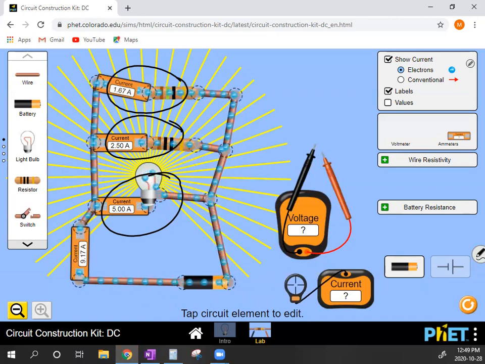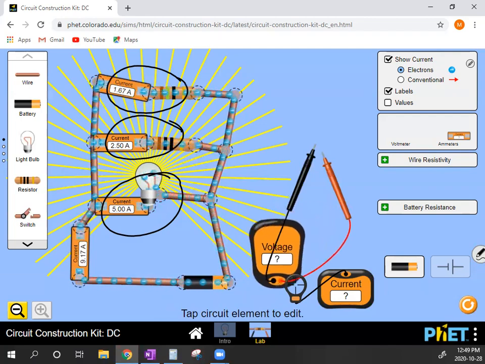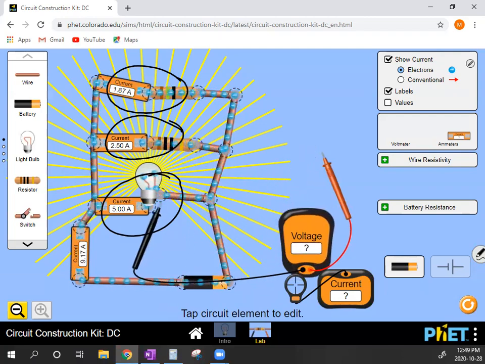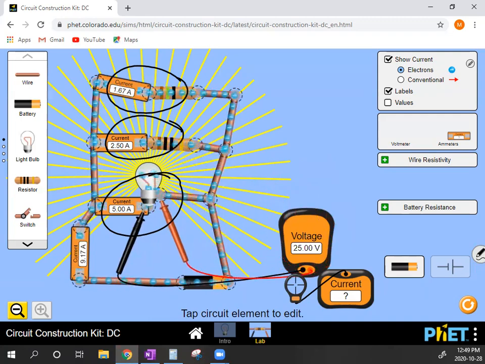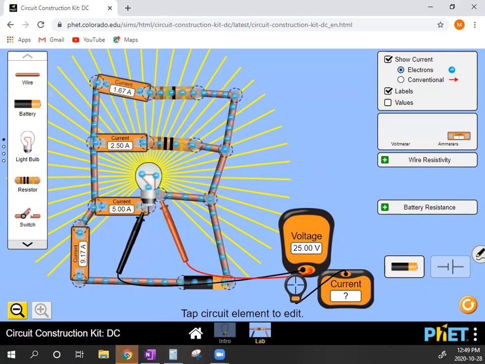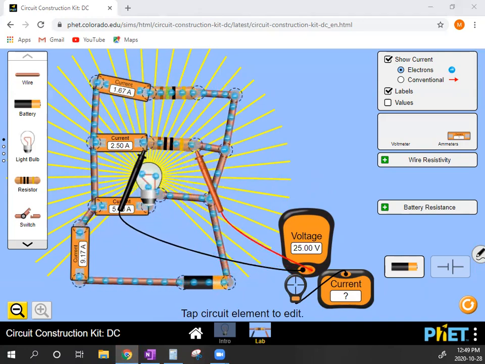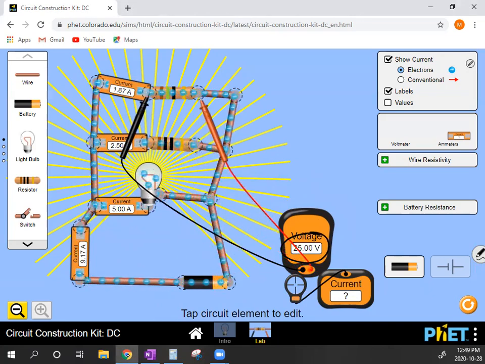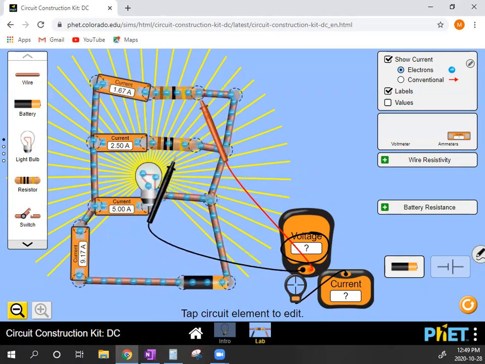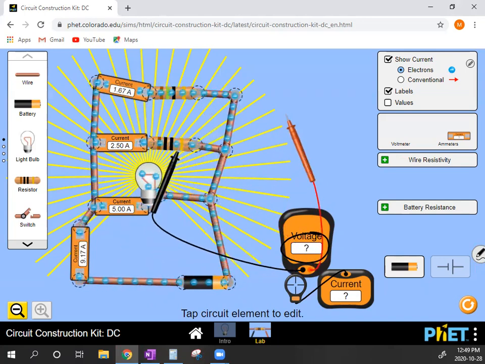Okay. Now, if I want to know the voltages, pay attention. I'm going to take my meter. All the voltages should be the same. So if I take my meter and go here, 25, right? Now, let me get rid of these lines. Okay, 25 volts here. Again, looking at this number, 25. And then finally, the last one, 25 also. And of course, the battery is 25. So it all works out.